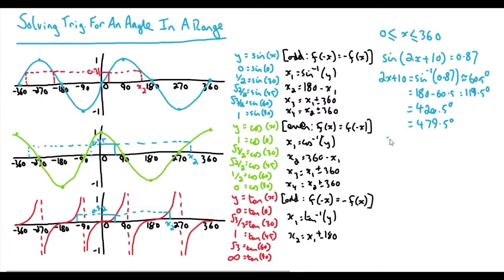rearranging. So to get the x on its own, we'd be minusing 10 from all of these, and then dividing it by 2. So it's going to end up being your 50.5 divided by 2, or the 109.5 divided by 2, or the 410.5 divided by 2, or the 469.5 divided by 2. Which of course you would then just work through and get the more precise decimal value. But that would be your x. And again, if you want to double check by plugging in each of those x values in here, you should find they all approximately give you that 0.87.